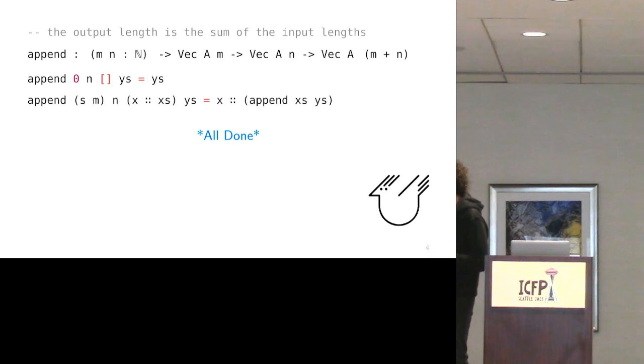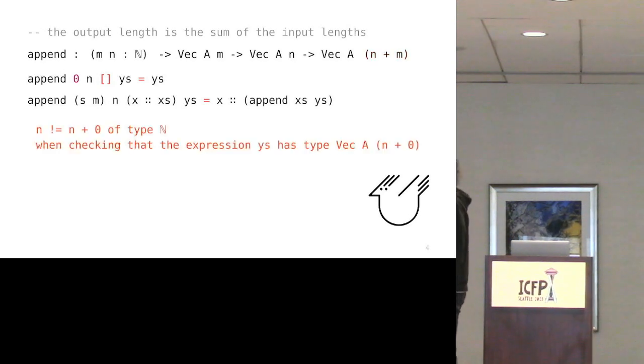Let's try something a little different, though. We all know that addition is commutative, so m plus n is equal to n plus m, right? This is everyone's favorite. You've heard this a million times. Let's try that. Very sad. But I know that n is equal to n plus 0. What gives? Well, Agda only automatically uses definitional equality.